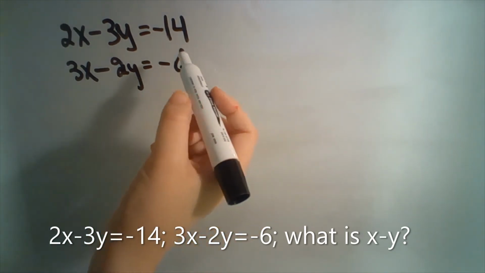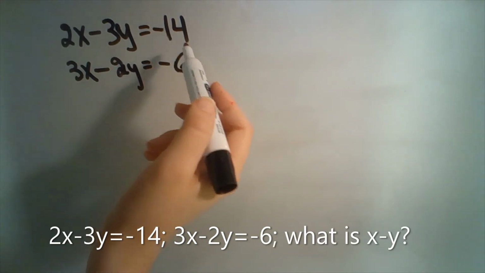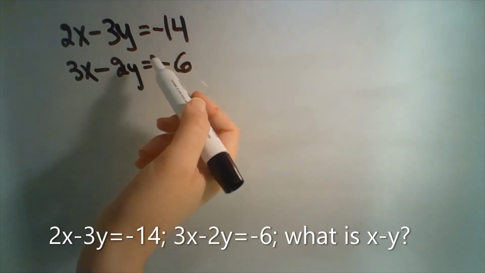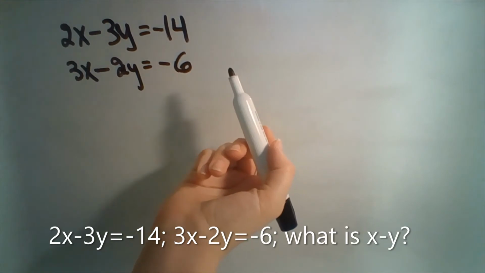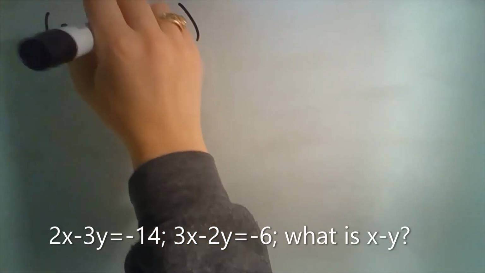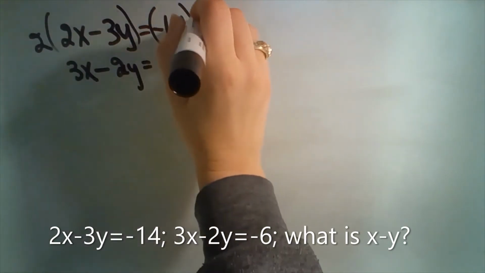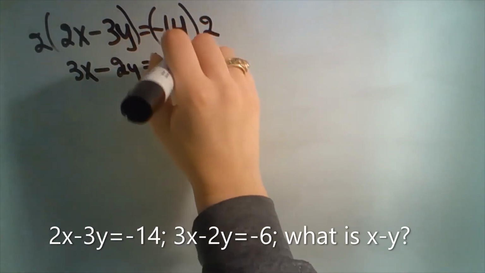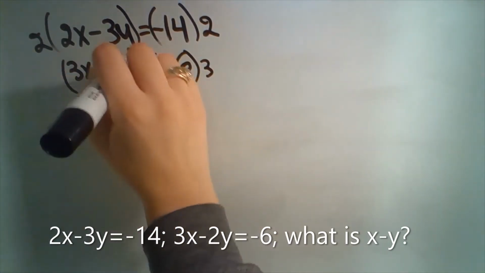For me, it's easier to multiply 14 times 2 than to multiply 14 times 3. And that's just because I don't have a calculator. So I'm already thinking, well, let's multiply this top equation by 2. And let's multiply the bottom equation by 3.